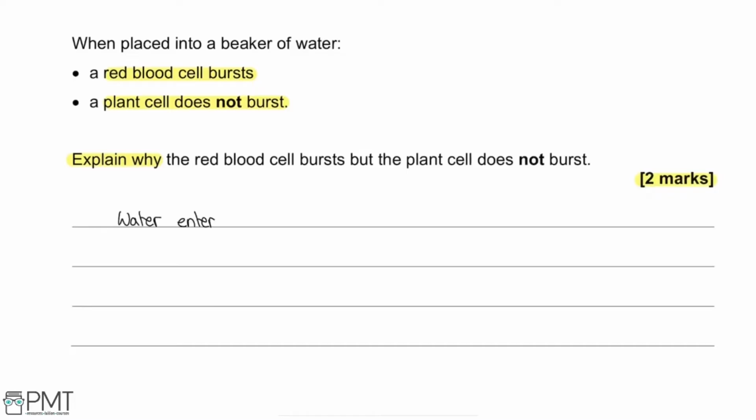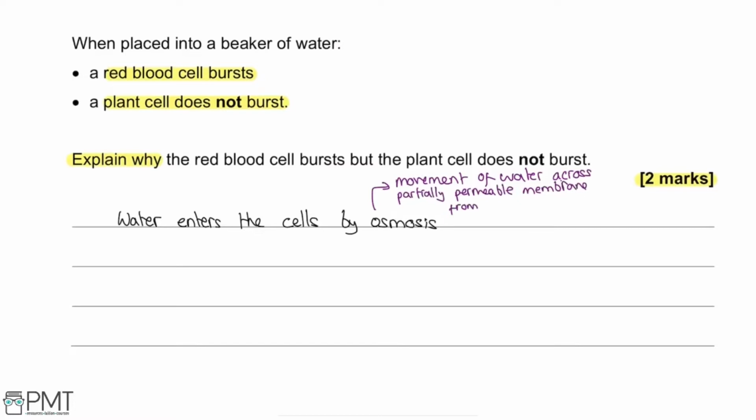The answer the examiner wants from you here is that water enters the cells by osmosis. And remember, osmosis is the movement of water across a partially permeable membrane from an area of low solute concentration to an area of higher solute concentration. Or you could say from a dilute solution to a concentrated solution.